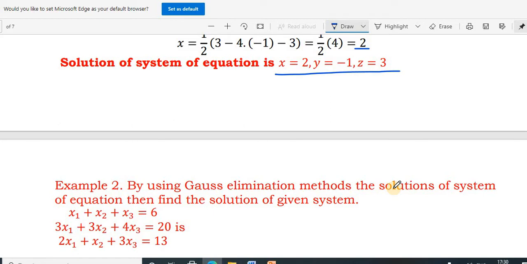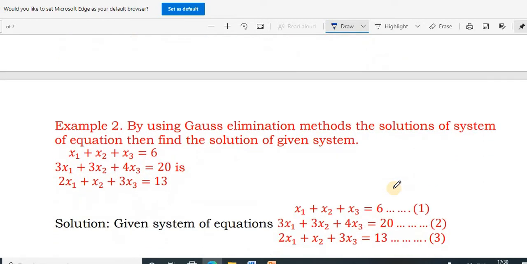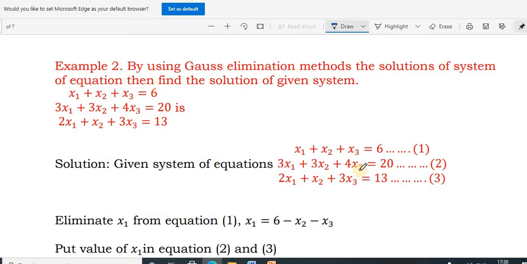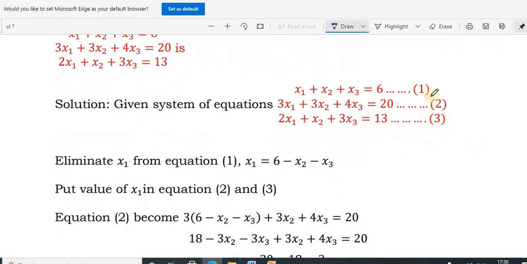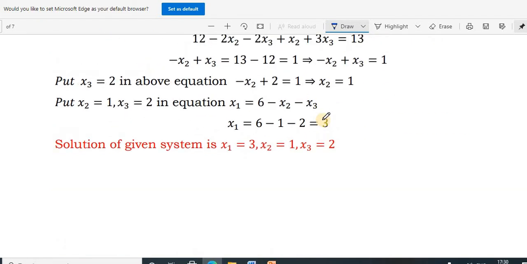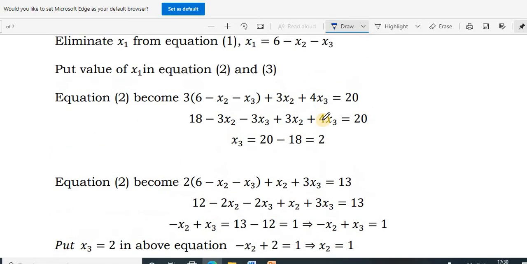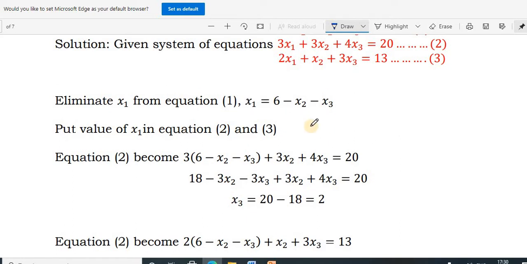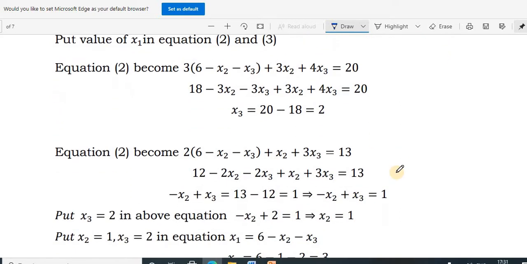Now similarly you can solve the Gauss elimination method for the second system. 3 equations in 3 unknowns are given. Eliminate x1 from the first equation and substitute it in the next 2 equations. Again you get new 2 equations, suppose this is my x2 and x3 equation, and you will get the answer.